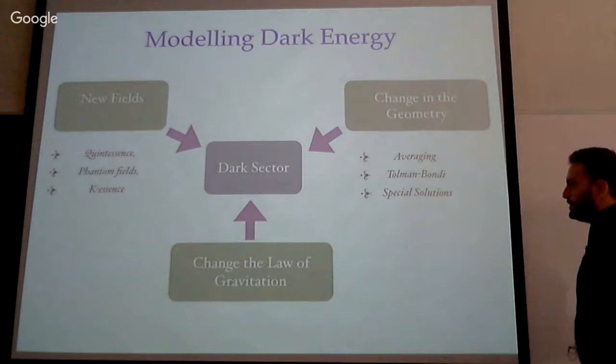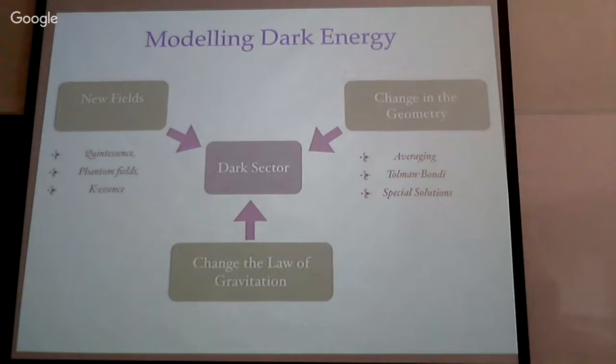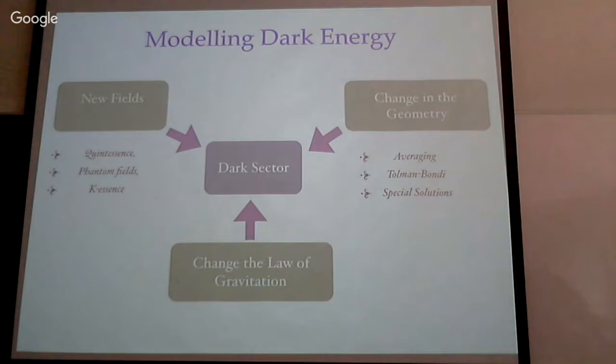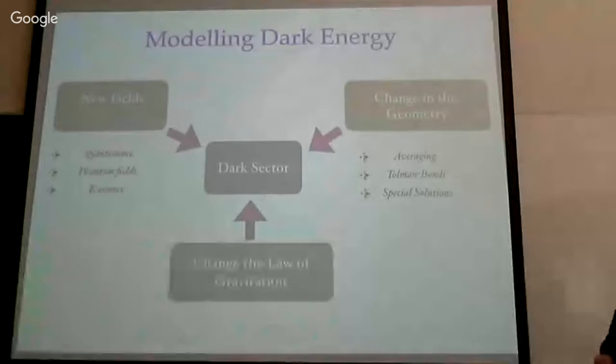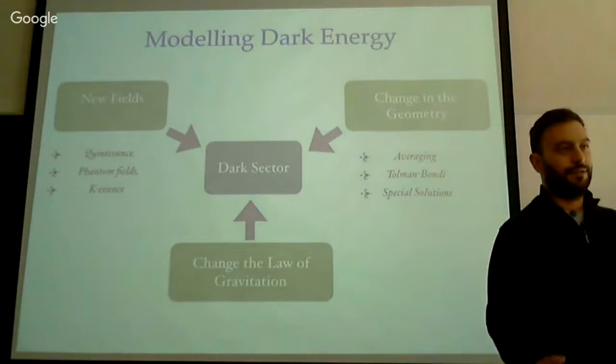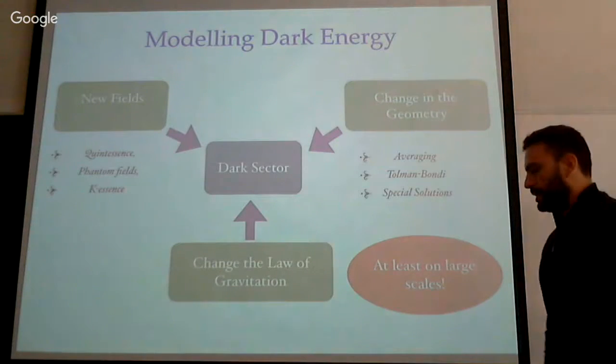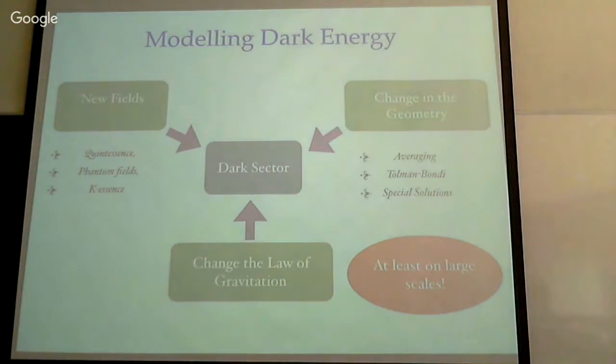The third way, which is the one that we'll consider here, is that the dark phenomenology, and here I refer explicitly to dark energy, but dark matter is no different, is connected to the fact that the law of gravitation is not what Einstein told us, at least on large scales. This is perhaps more relevant, but also the most challenging.